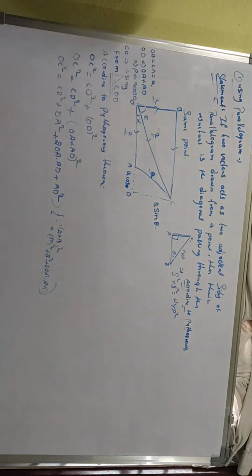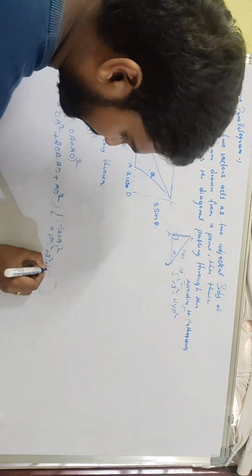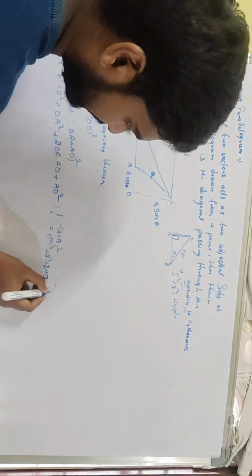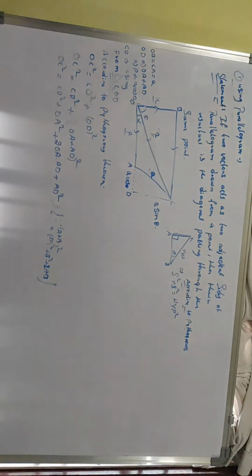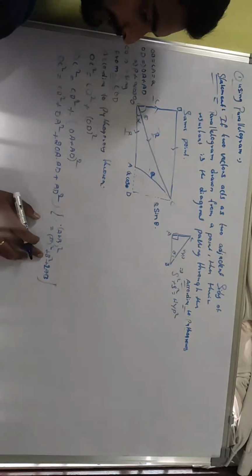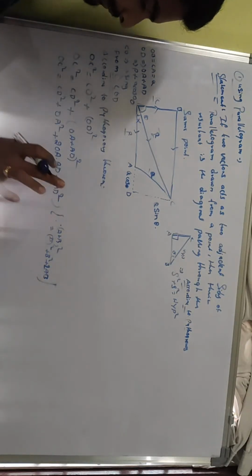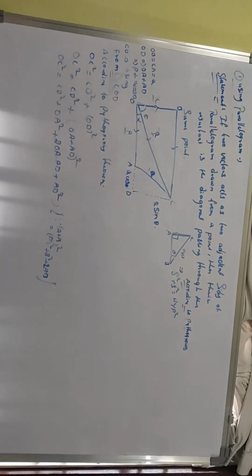This is the expansion of 2AB. This is the formula for finding A plus B whole square, which means A square plus B square plus 2AB. For that purpose, we already know some values here.